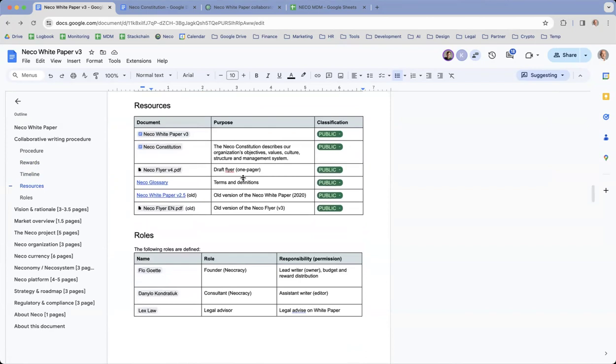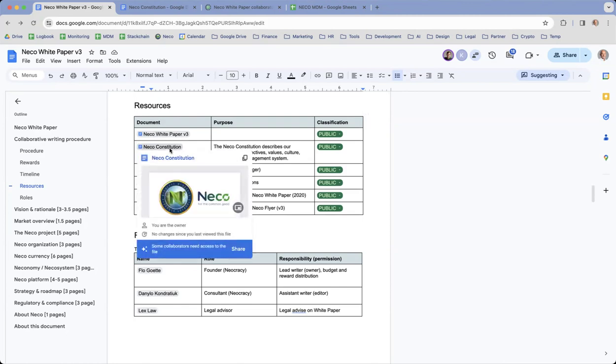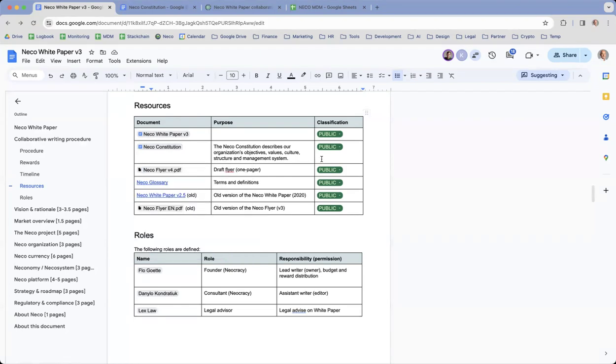Resources. This table lists additional resources for you, all the links to the documents that you might need. The most important one is obviously the white paper, this document. The other one is the Neco Constitution, which I will cover in a second. The Neco Constitution is a document that describes the structure of the organization, the DAO, our values, our culture, our management system, the holacracy, and our governance protocol.